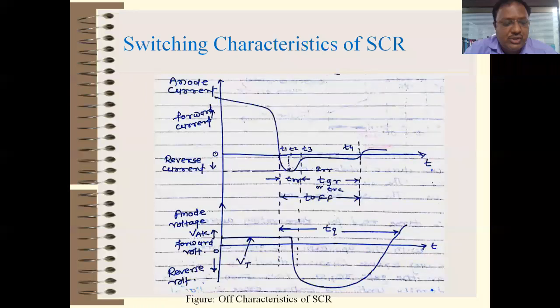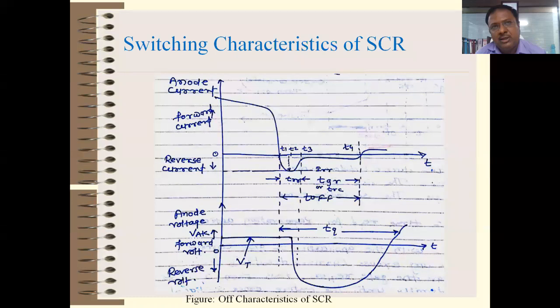So once SCR turns on, it remains on, right? And that is the property of SCR as a latching device. So how does the SCR turn off? There are two methods. One is called natural commutation, another is called force commutation. Commutation means turning off the SCR.